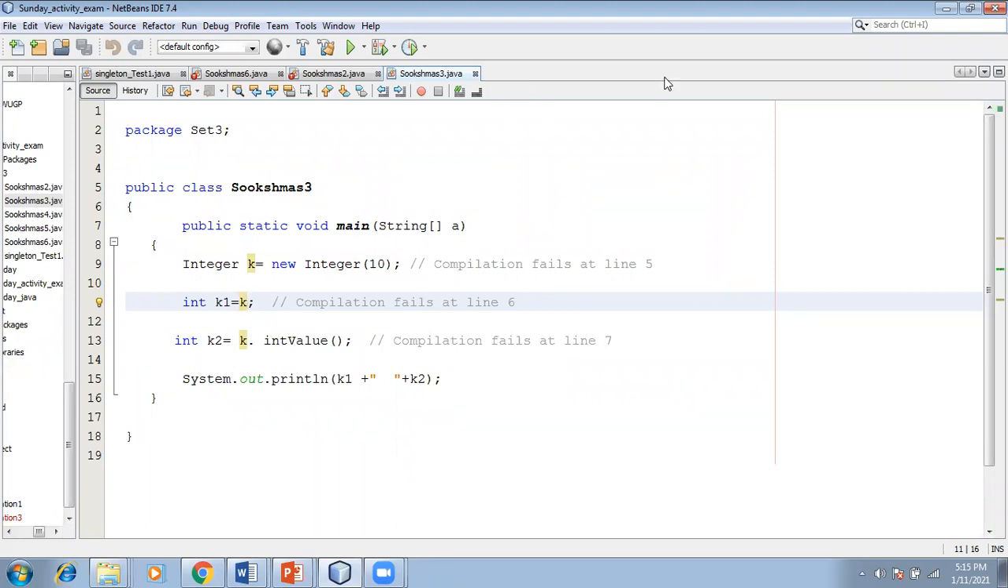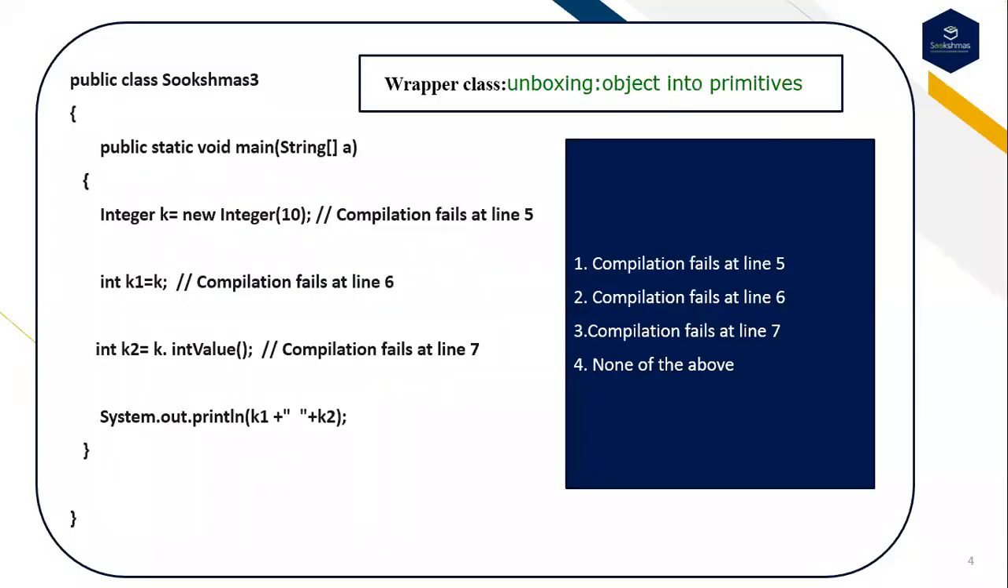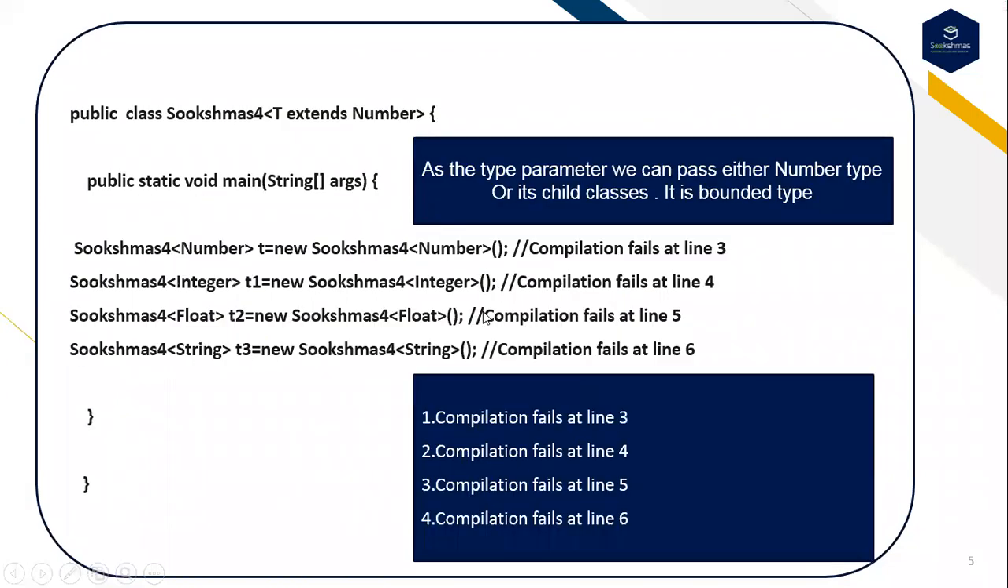So we'll go for the next. This is the fourth question, public class Sukshmas4, and this is a generics question. T extends Number, and execution of the program begins from the main. Here I'm asking Sukshmas4 Number t is equal to new Sukshmas4, using the number here. I'm just asking whether the compilation fails at line 3, line 4, line 5, or line 6.